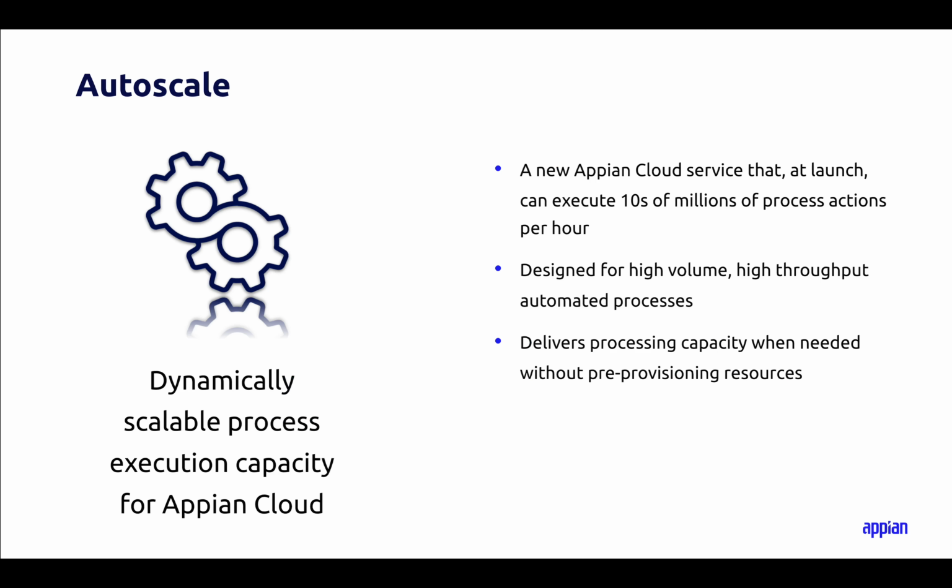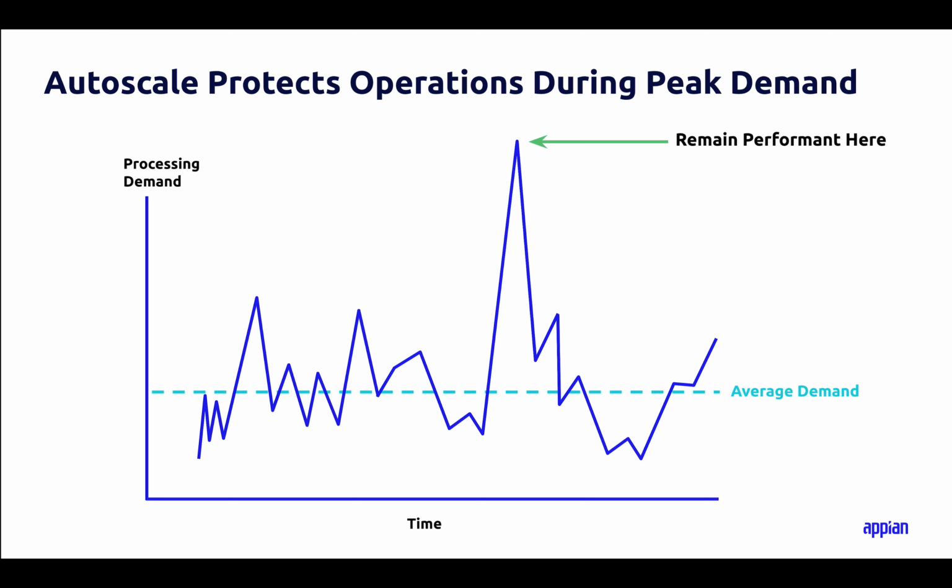Autoscale is a new, separately licensed service in Appian Cloud that dynamically adjusts process execution capacity based on demand. Specifically designed for high-volume, high-throughput automation, Autoscale delivers up to 100 times the processing power of the standard engines when needed, without having to pre-provision resources. This means that when processing demand spikes, Autoscale will ensure your systems stay performant.